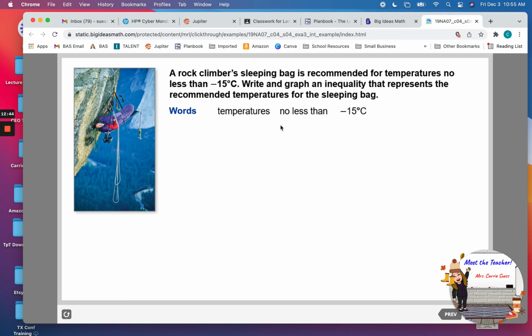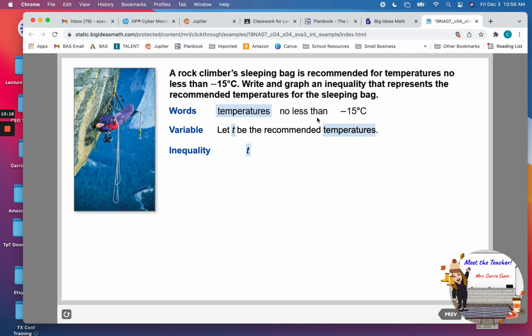So we heard temperatures no less than negative 15 degrees Celsius, right? That's what you heard in the paragraph. So do we know the temperatures? No. We know they are not going to be less than negative 15, but we don't know what they actually are. So we're going to put a variable here for temperature. I'm guessing we're going to use T. So for the inequality, we're going to put T where temperatures is no less than.